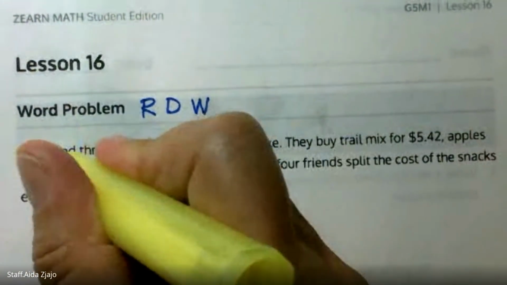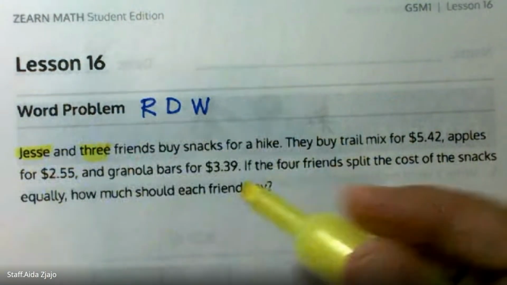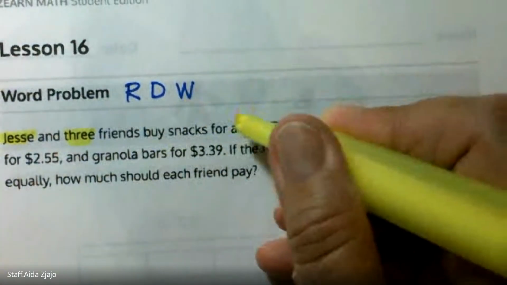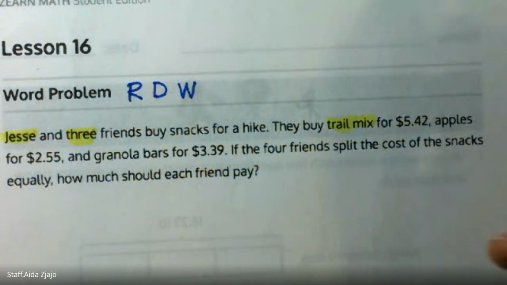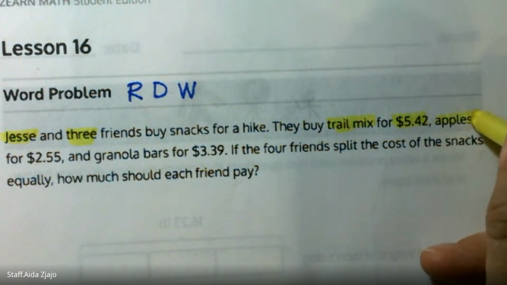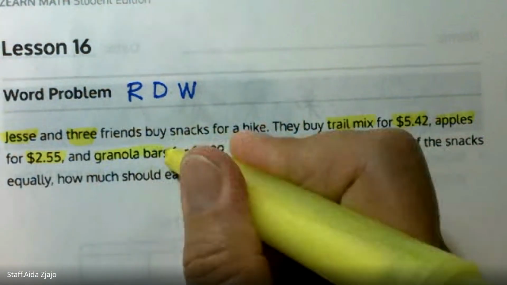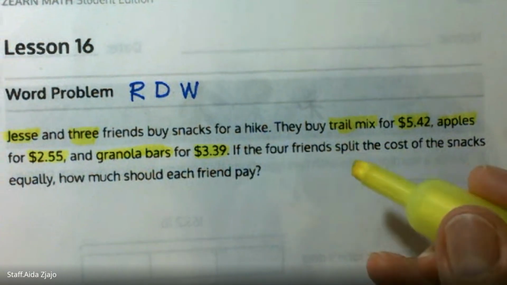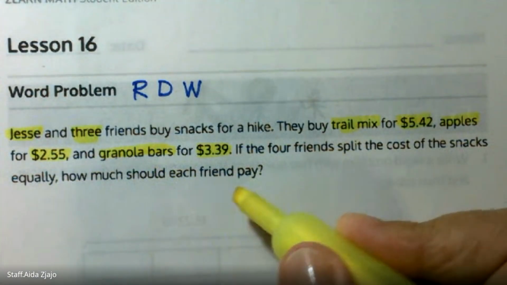Jesse and 3 friends. So this is important: Jesse and 3 friends means 4 people. Jesse and 3 friends buy snacks for a hike. They buy trail mix for $5.42, apples for $2.55, and granola bars for $3.39. If the 4 friends split the cost of the snacks equally, how much could each friend pay?